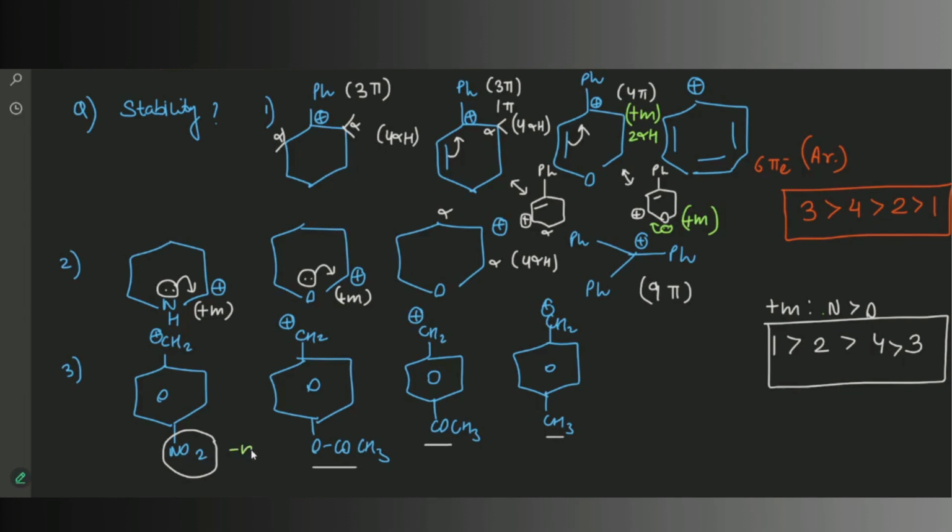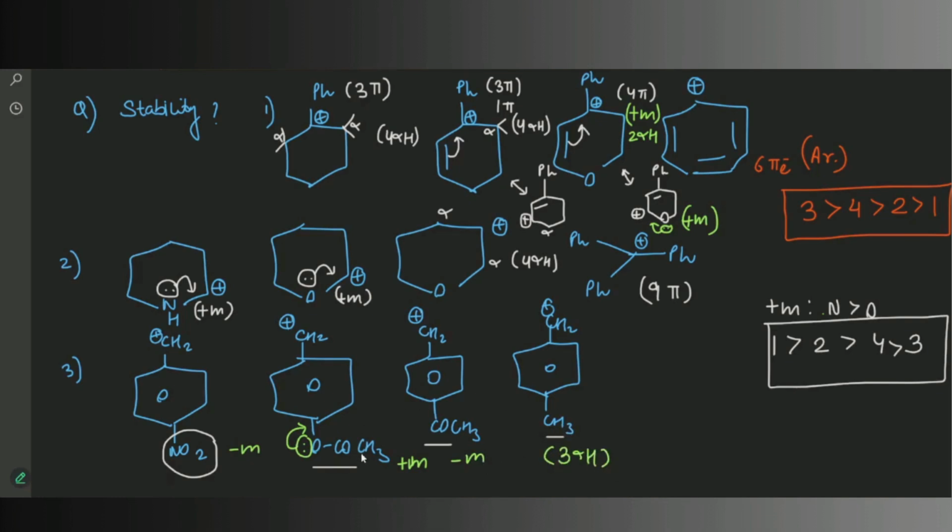I will say NO2 minus M effect. Now, oxygen over here is directly attached. It will have the donating effect. So it is plus M. COCH3, it will not have a lone pair. So COCH3 will act as electron withdrawing group, so it will have minus M, and CH3 hyperconjugation 3 alpha hydrogen.